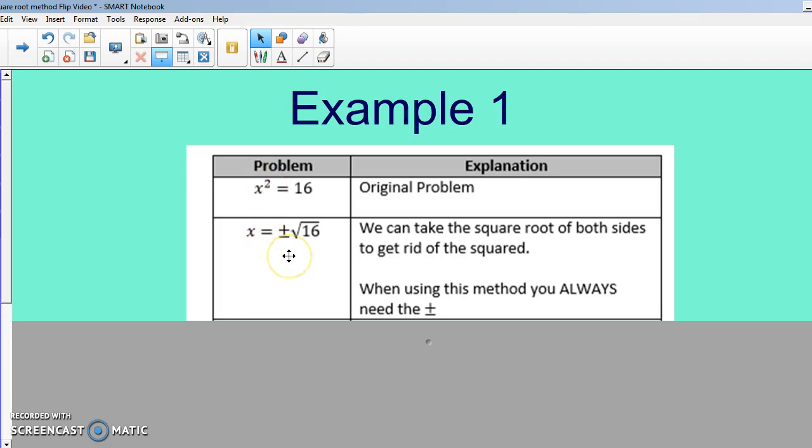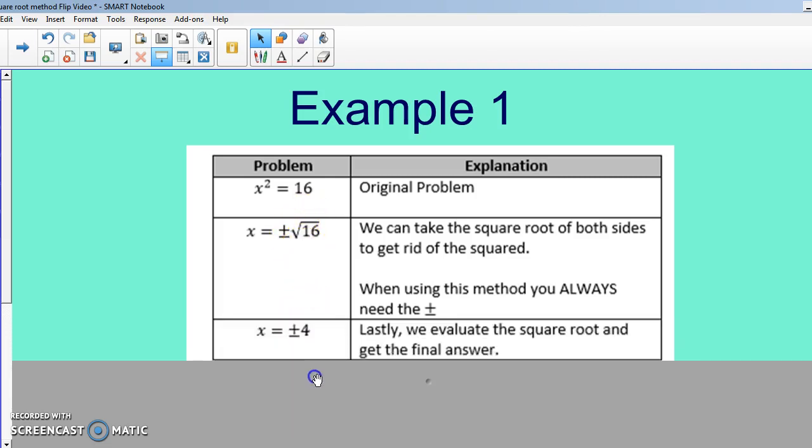When we take the square root of both sides, we have to always remember that we have to do a plus or minus in front. Then the last thing that we need to do is actually evaluate the square root of 16. We know the square root of 16 is 4, so our answer is plus or minus 4, and you are done with this question.